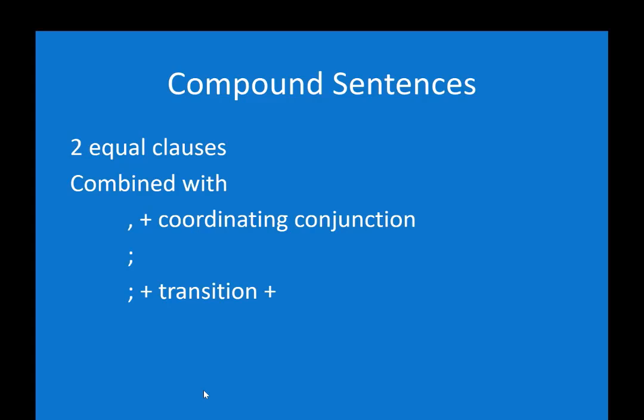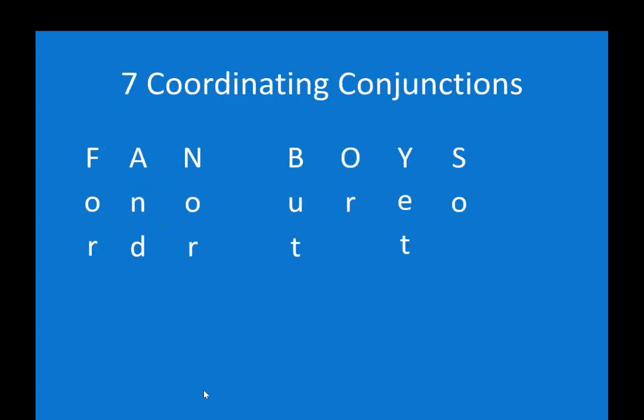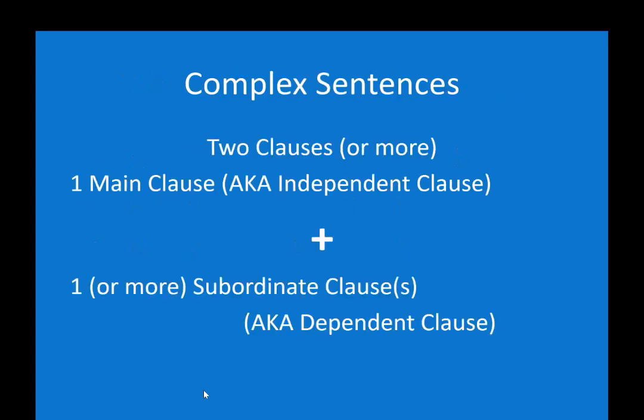All right, so coordinating conjunctions. Here they are, 7. Commonly taught with the acronym FANBOYS. They are for, and, nor, but, or, yet, and so. These are the 7 words that, with a comma, create a compound sentence. 7 connectors.